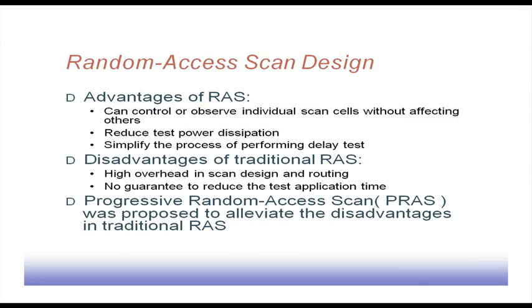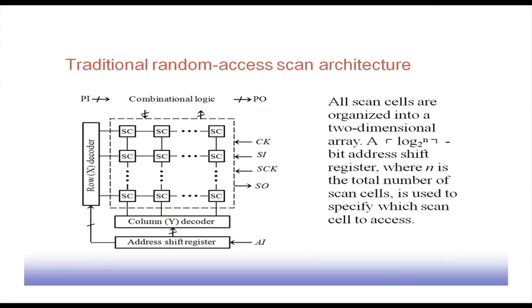Then there is progressive random access scan. The issues of the traditional random access scan are resolved to some extent in the progressive random access scan. So, this is the traditional random access scan architecture. As I was telling, the scan cells are arranged in a two dimensional array.